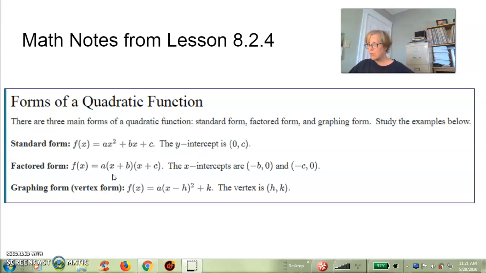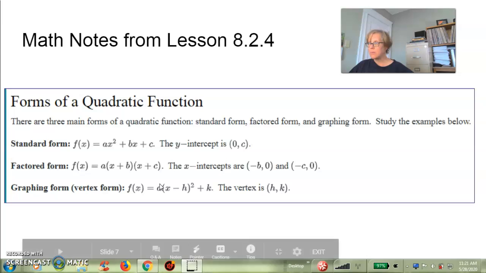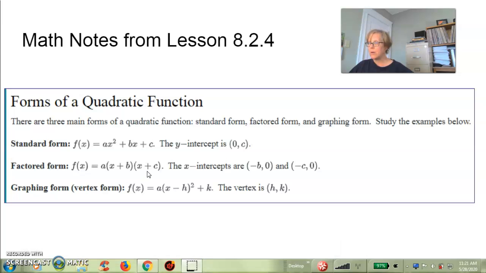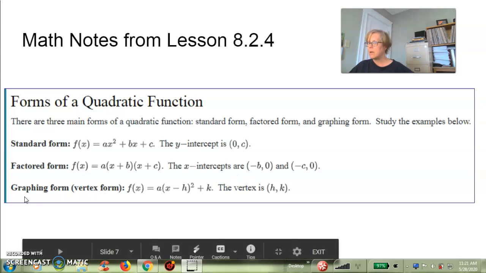Then the factored form, right? The x-intercepts are going to be whatever negative b is and whatever negative c is. So basically what you're doing here is you're finding the opposite of whatever these two factored terms are. So there's that, and we've been working on that just a little bit. Here's the new one, and again, the CPM book, for some reason, refers to it as the graphing form. It's most often called vertex form, though. The vertex is going to be, note how they're saying h here. They call it negative h here, so I just say it's the opposite of whatever this term is, and then it will be k, whatever that is.